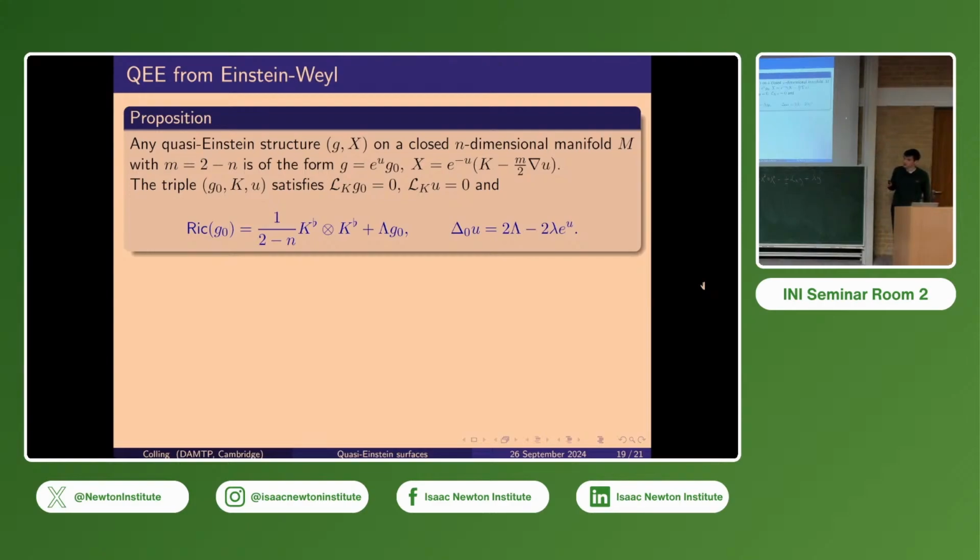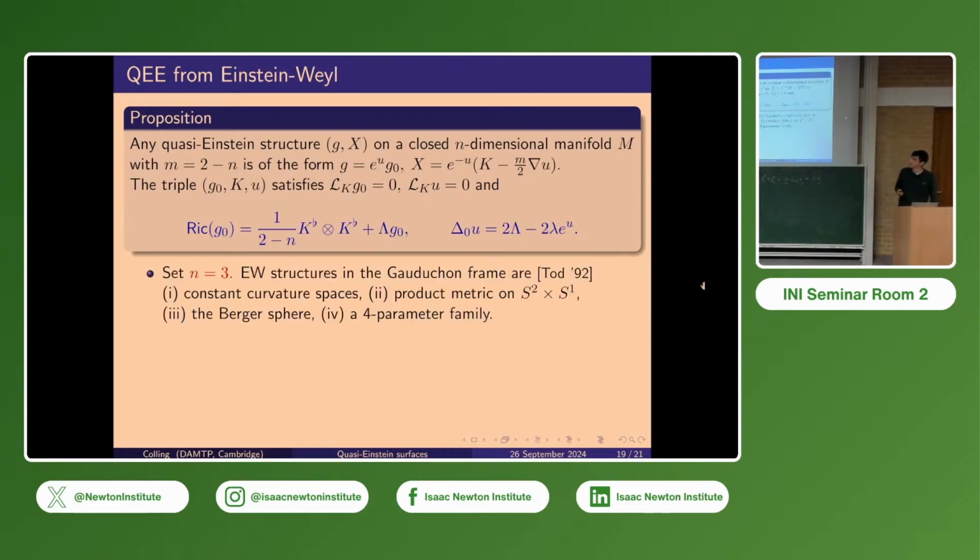So I'm going to now restrict to the three-dimensional case. In 3 dimensions, this equation can be completely solved locally. This was done by Paul Tod. And there are 4 types of solutions.